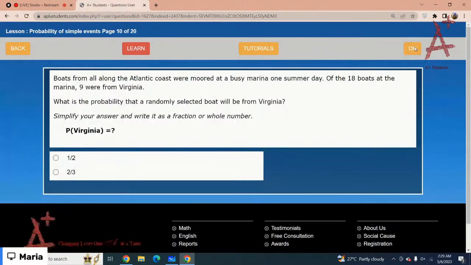Boats from all along the Atlantic coast were moored at a busy marina one summer day. Of the 18 boats at the marina, 9 are from Virginia. What is the probability that a randomly selected boat will be from Virginia? So, which is the correct option?